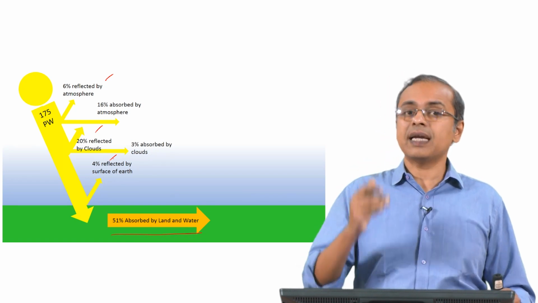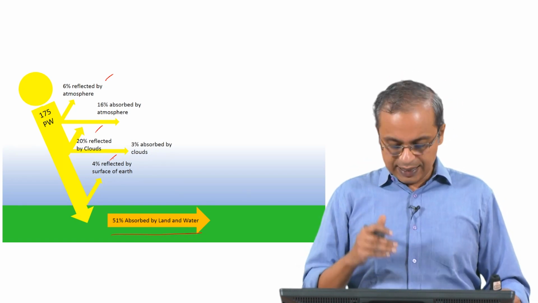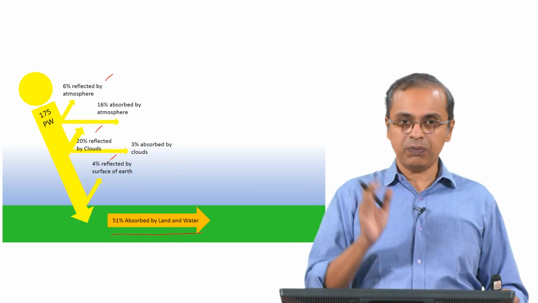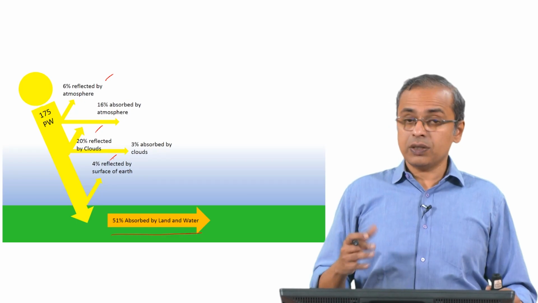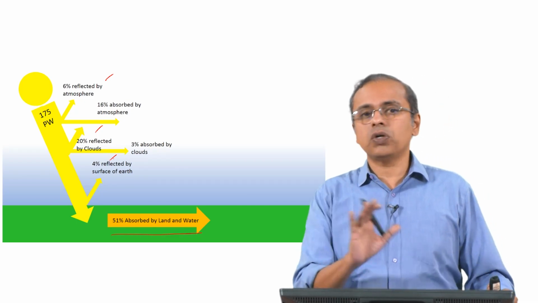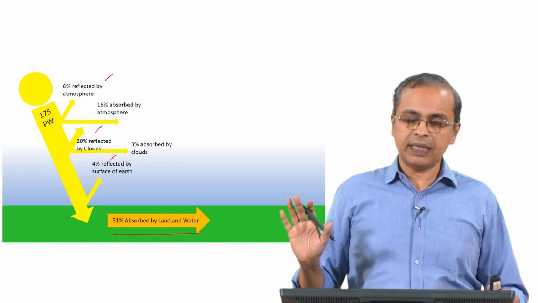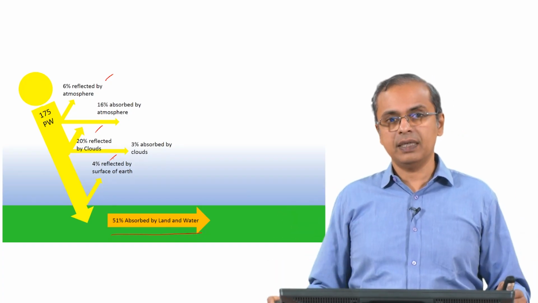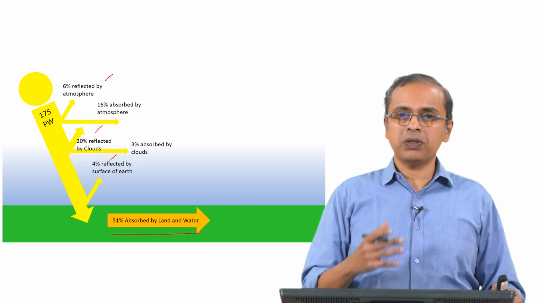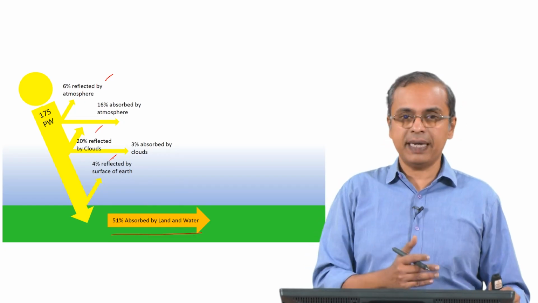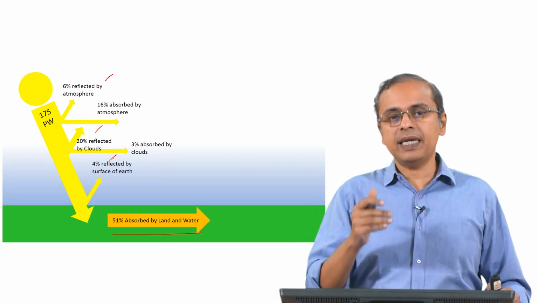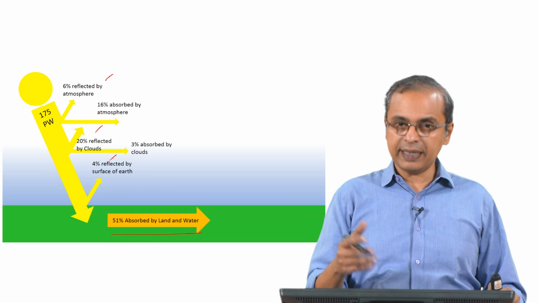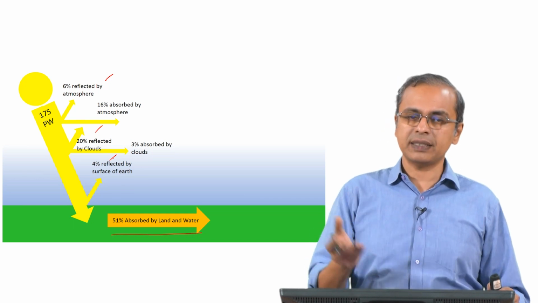If you are just looking at sunlight that is reaching the surface, then that is 50%, 51%. It is being absorbed both by the land as well as by the water. And so what would happen? Supposing this is all that happens, every day you have 51% of whatever is coming in staying on the planet. So if that keeps staying, every day you are adding heat to the planet, and so the temperature of the planet should just keep on rising every day.